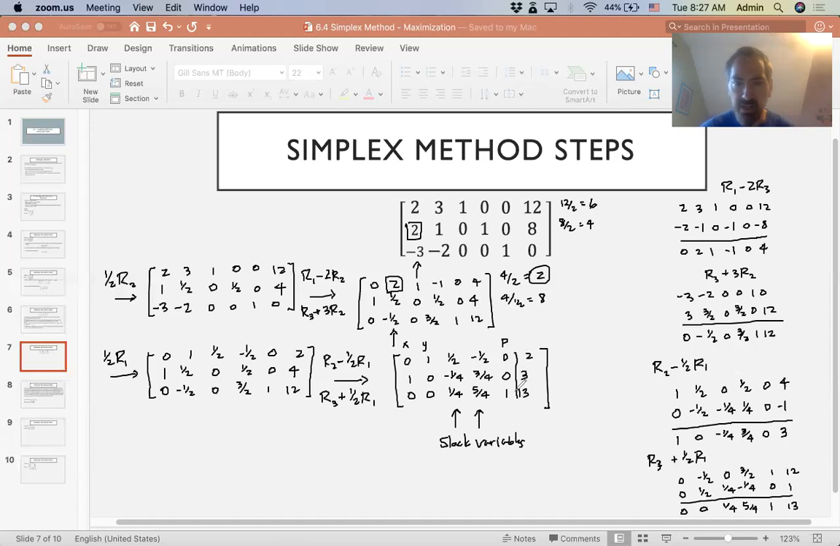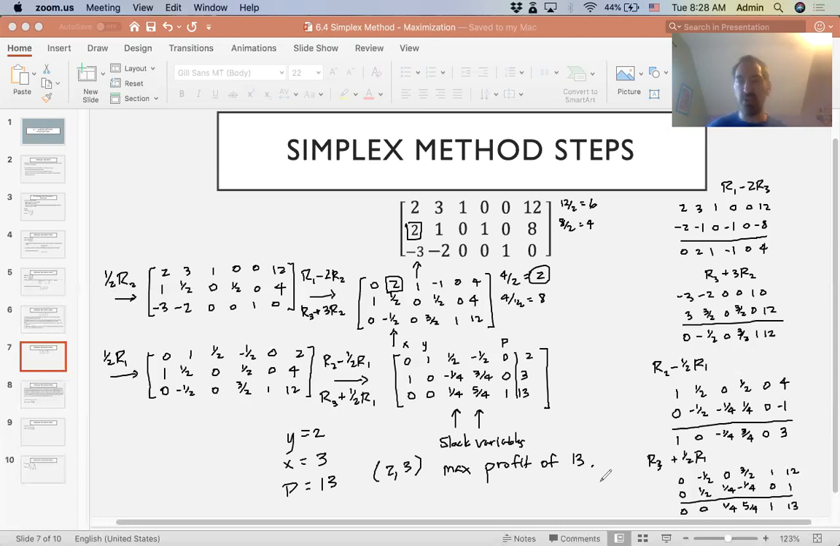Right? So we're saying that 0x plus 1y plus 0p is equal to 2, right? So y is equal to 2, and in the second row, x is equal to 3, and in that last row, p is equal to 13. All right, so 2 comma 3 gives us a max profit of 13. Now, working this using the method of corners, we would arrive at the same answer.